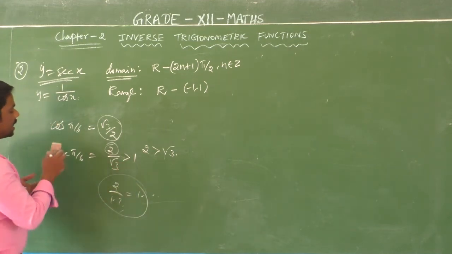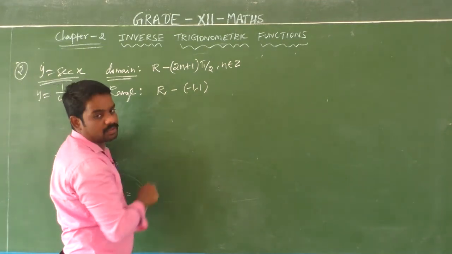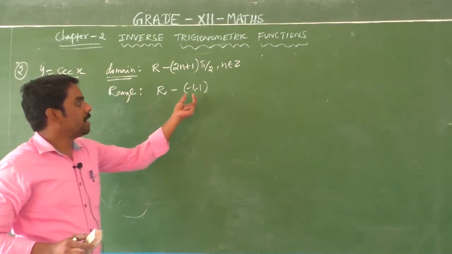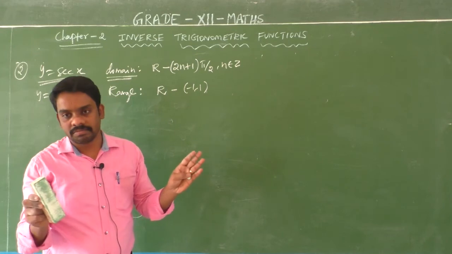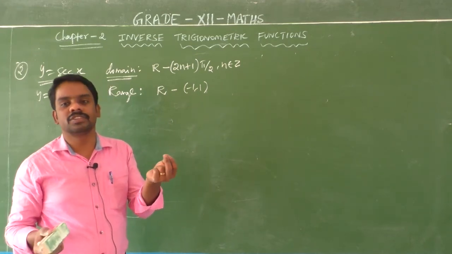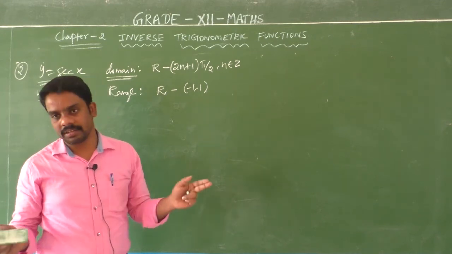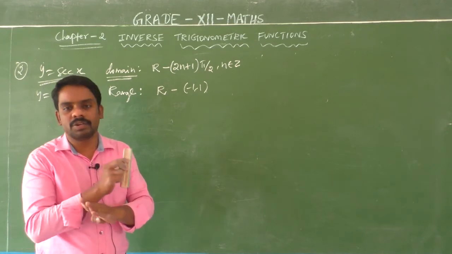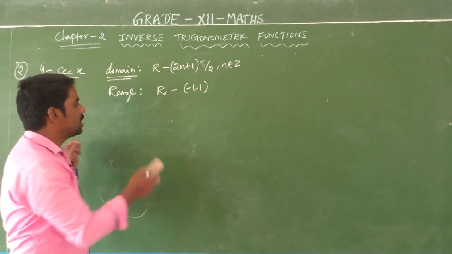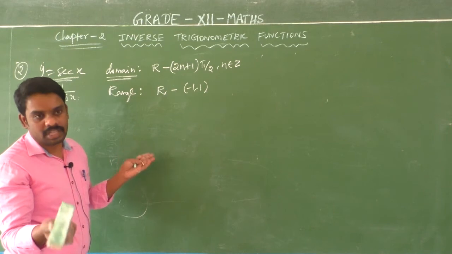Okay. So the range of secant x is the set of all real numbers except minus 1 comma plus 1. The secant x value will not come in the open interval minus 1 comma plus 1. Everything else will come. Between minus 1 and plus 1, for example 0.1, 0.5, 0.7, minus 0.7, we will not get these values. There is no chance that any value between minus 1 and plus 1 exists for secant x. Okay? Only the values outside this open interval minus 1 to plus 1 will come.